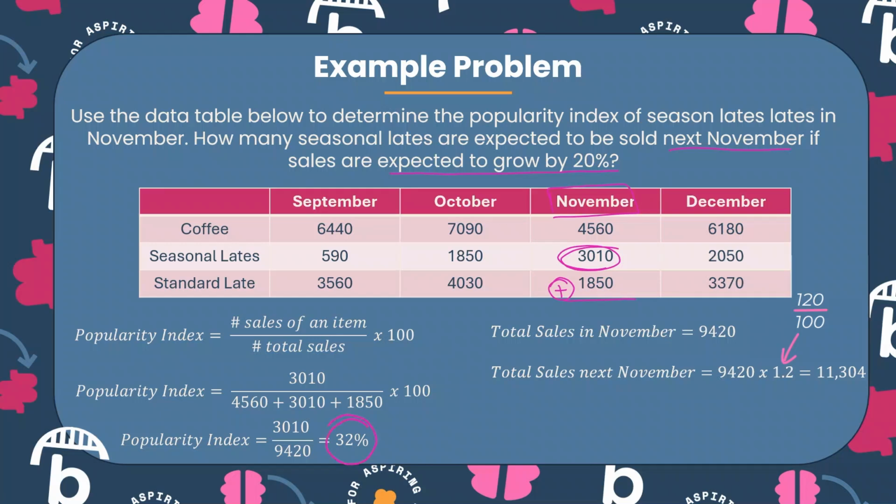Now, because we know the popularity index of seasonal lattes is 32% of all sales, if we're selling about 11,300 items and 32% of them are expected to be a seasonal latte, then 32%, which is 0.32, multiplied by 11,304 will give us the number of seasonal lattes we expect to sell, which is 3,617 and change lattes for next year. So the forecast tells us we should expect to sell just over 3,600 seasonal lattes next November if trends hold and sales increase as expected.